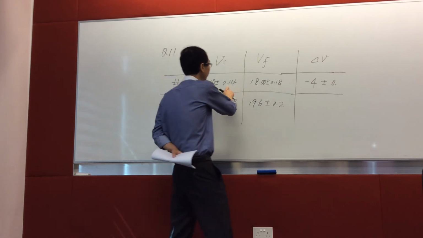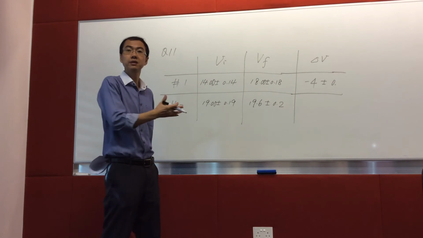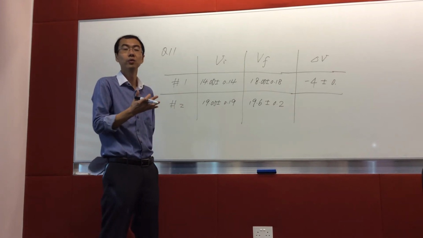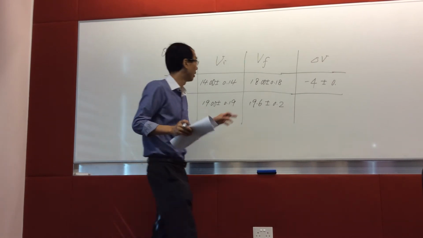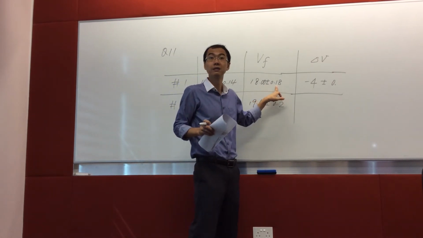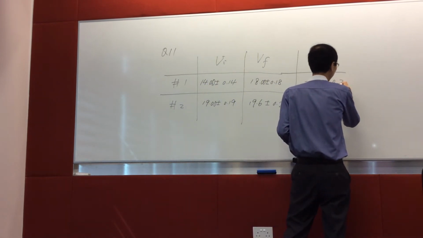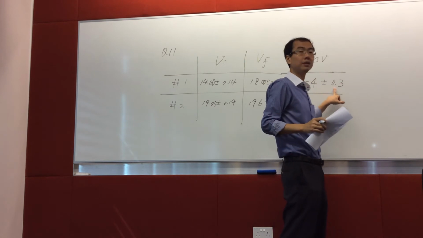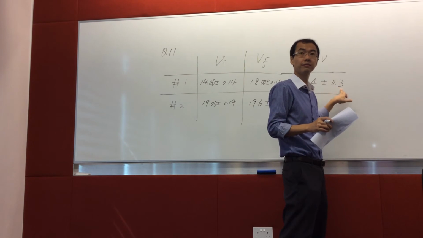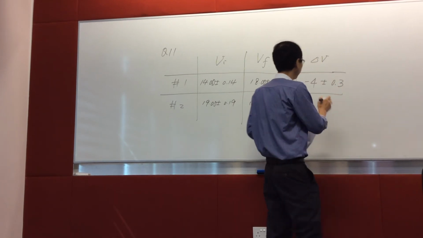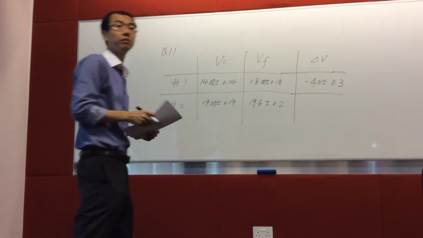Okay, so what is the uncertainties in delta V? Because this is a subtraction, what is the uncertainty in your result? It needs to be the summation of these two. So it will be 0.32, but because for uncertainties we only need to keep one significant figure, so 0.3. Then your result here, you report as 4.0, to have the same order of magnitude.